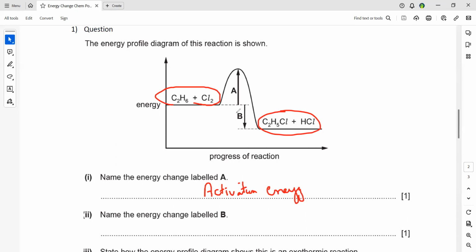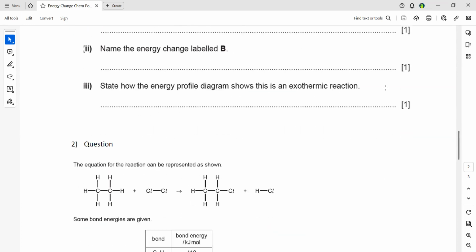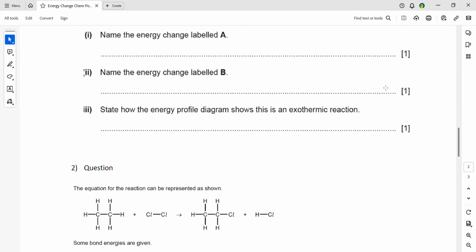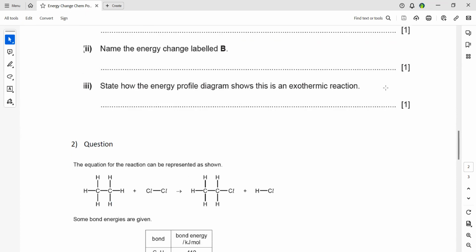What about the label B? The label B from reactant to product, what we call that? We call that as energy change. So we have from reactant till the start of reaction is activation energy, and from reactant to the product, that is energy change.